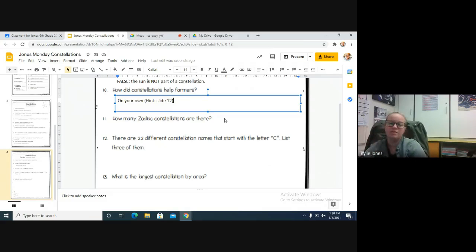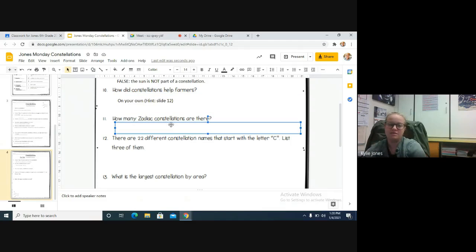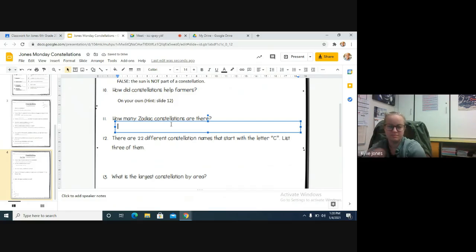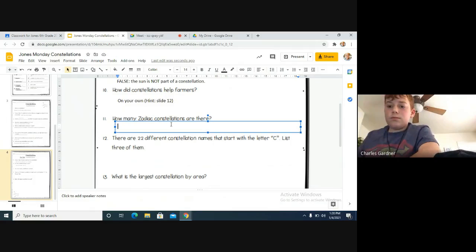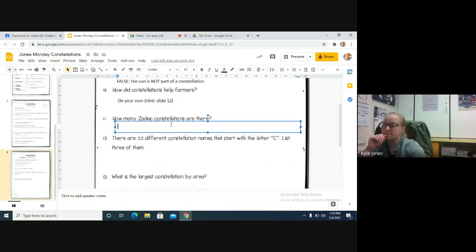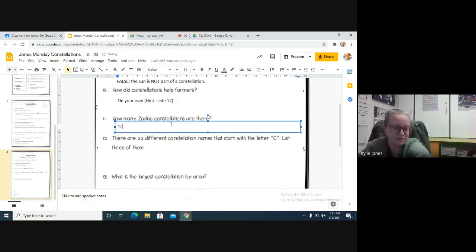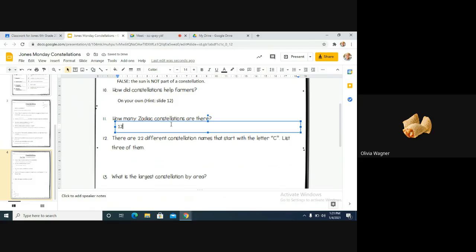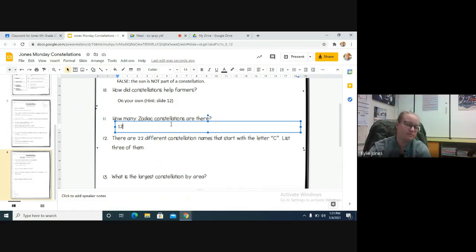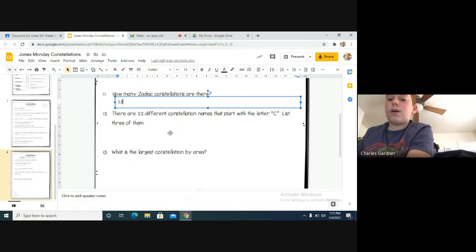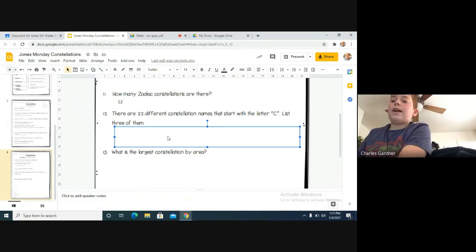Alrighty. Number 11. How many zodiac constellations are there? We'll just answer this one together. How many are there? 22? Not zodiac ones. 12, I mean? Yeah, there's 12 zodiac constellations. Good. All right. I was on 12, so I got a little mixed up.